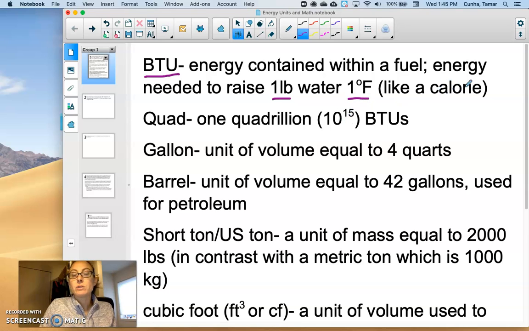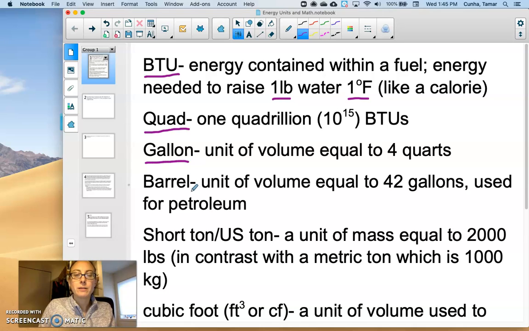So this is very similar to the definition of a calorie, but that's within the metric system, and so a lot nicer numbers to work with. So this is an energy content. If you want to talk about huge quantities of energy, like the amount of energy that's being produced within the coal industry in the United States, you'd have to be talking on the order of quadrillions, or 10 to the 15th BTUs, and so we will see quad come up.